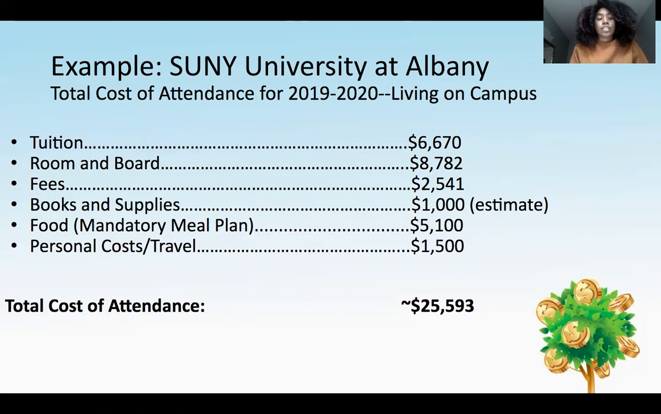So the difference with this SUNY school is we see here that there is a mandatory meal plan that's associated or put into this total cost of attendance, and that is typical for students who are first years and second year college students deciding to live on campus. So we have an estimated total cost of attendance of 25,593.